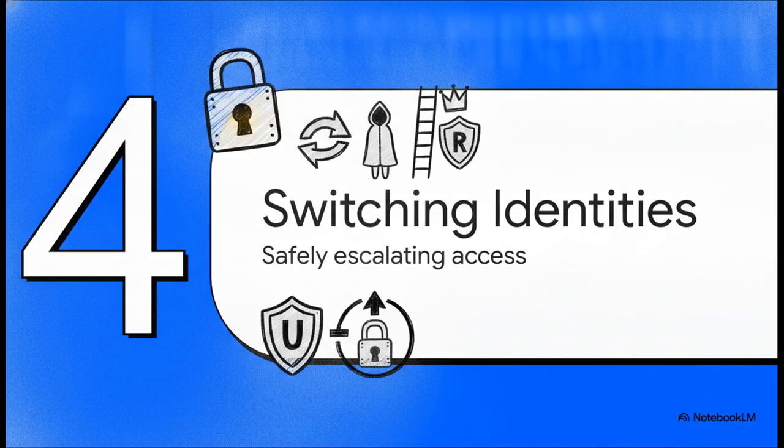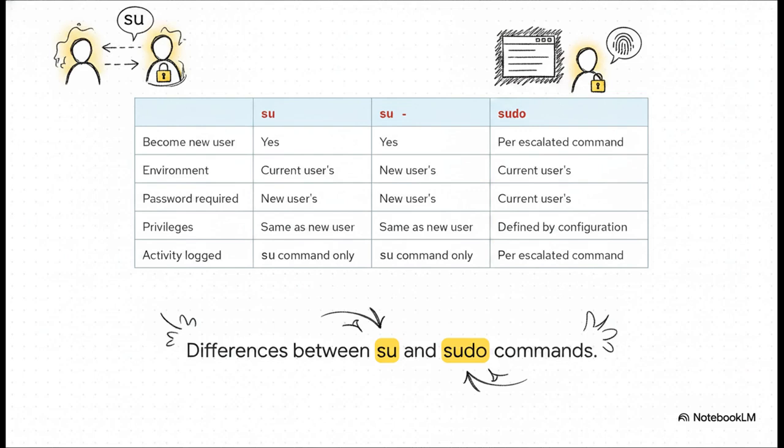Next up, Section 4. Switching identities safely. Let's talk about escalating access. Because root holds all that terrifying power, the golden rule of administration is this. Log in as a normal user and only escalate your privileges when you absolutely have to.